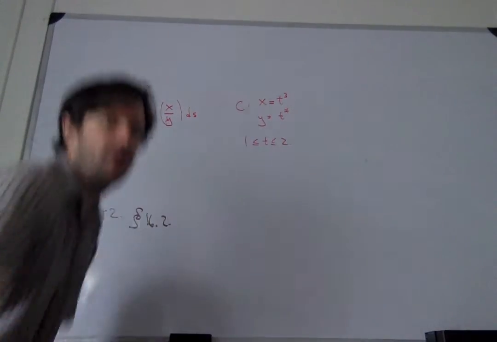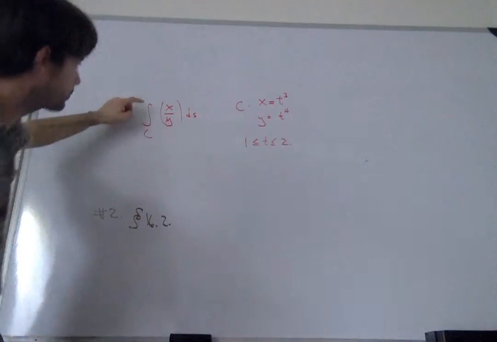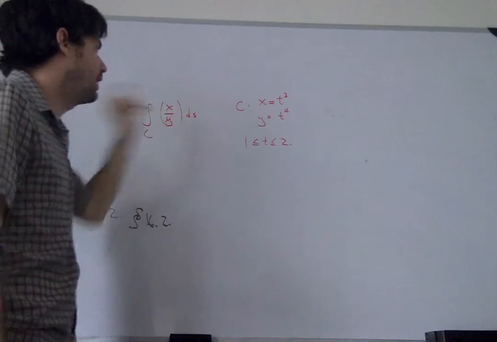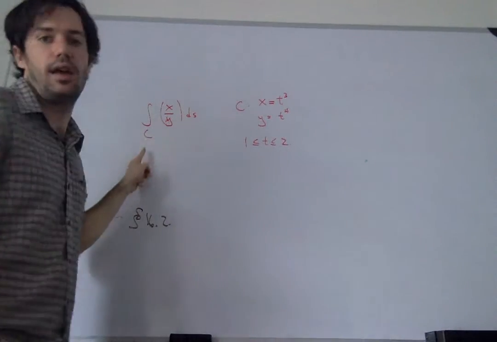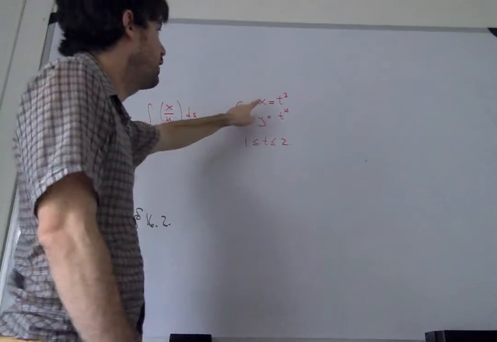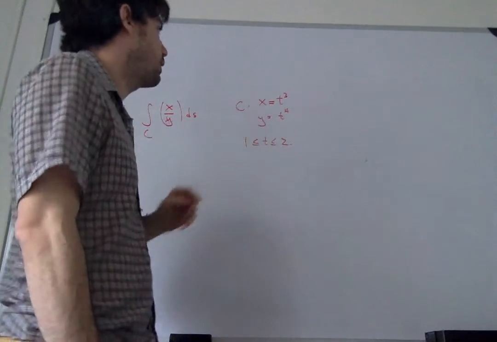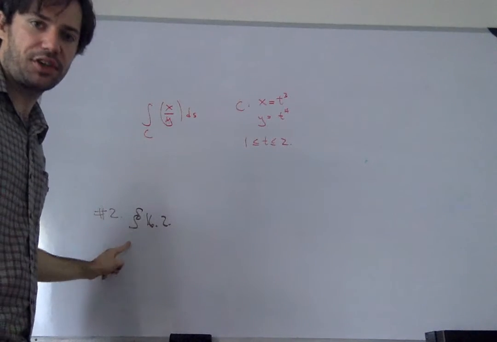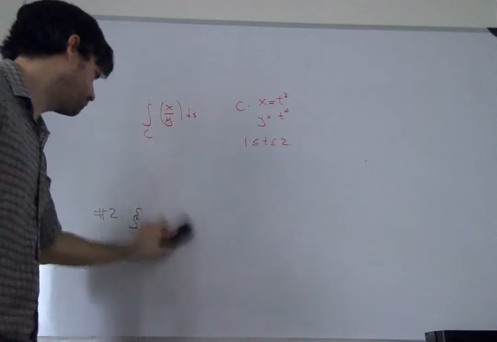Okay, so here's our integral. So the integral of x over y ds, over the curve c. So what is the curve c? Well, it's x equals t cubed, y equals t to the fourth power. Okay, and this is exercise 2 from section 16.2.